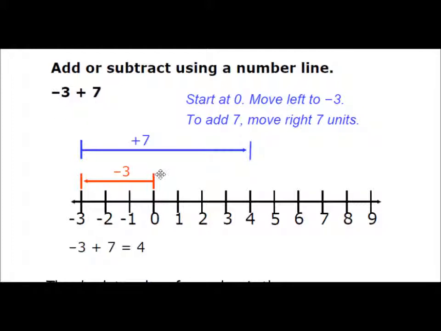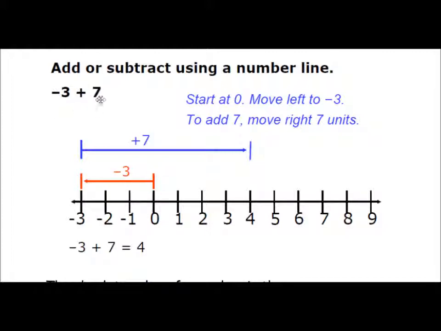-3 plus 7. What is -3? Where should it come? It should come on the left hand side of the number line. So on the left hand side, let's count -3, always starting from 0. So 0, -1, -2, -3. -3 is on this side.